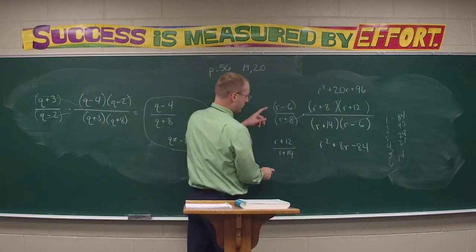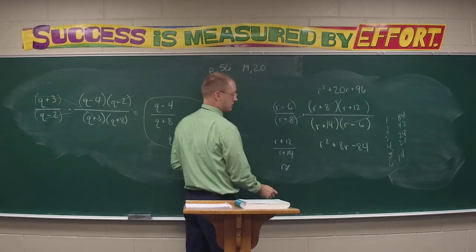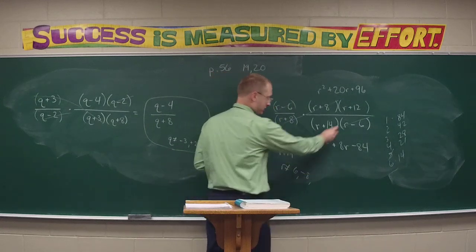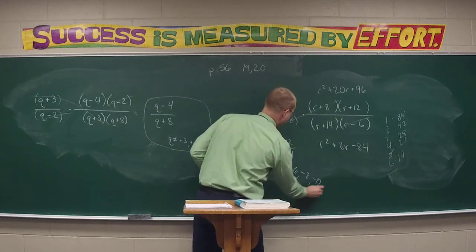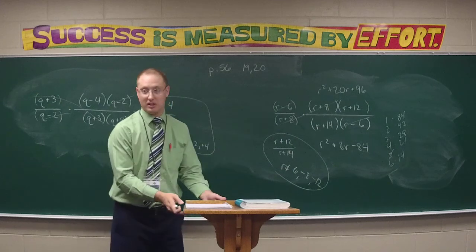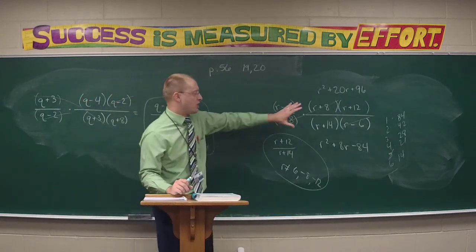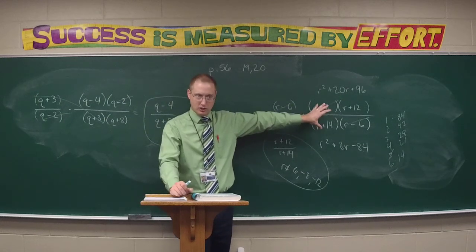And r cannot be positive 6 or negative 8 or negative 12. And some of you finished early. Did we have this answer? All right, questions on this? Do you understand the whole looking at the other fraction to help you figure out the factors?